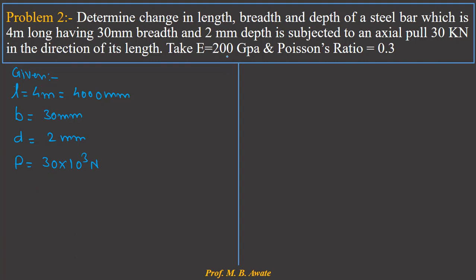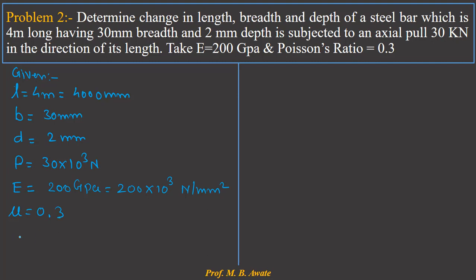And the Young's modulus is given as 200 gigapascal. And we can convert this gigapascal into Newton per mm square by multiplying this value by 10 raised to 3. So it will become 200 into 10 raised to 3 Newton per mm square, and Poisson's ratio is given, which is equal to 0.3.